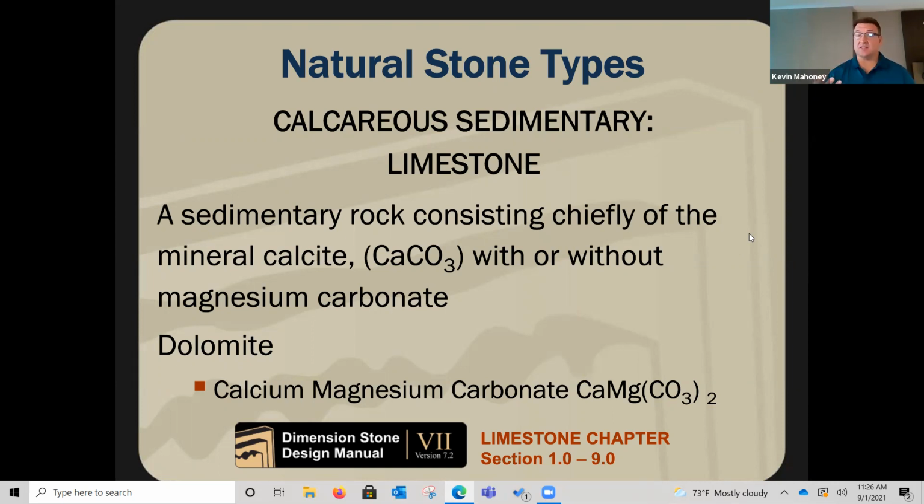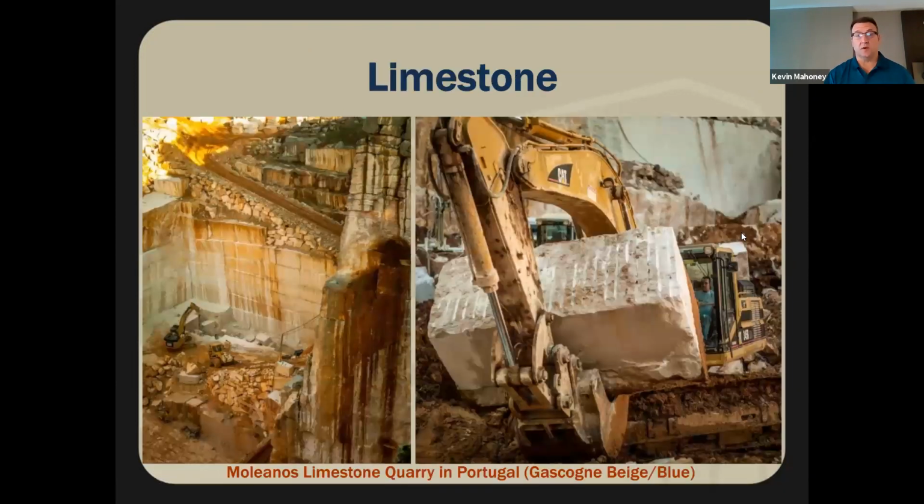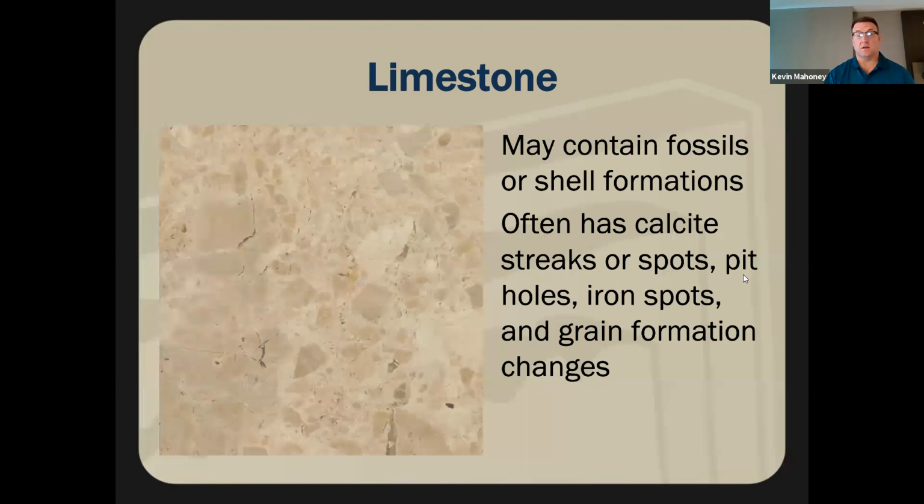Because it's calcareous, limestone is not as durable in a lot of applications, but it's so readily available and so beautiful and it does perform well outside. This happens to be a limestone quarry. This one is in Portugal. You can look at the size of that block that's harvested. Limestone contains a lot of fossils, shells. It's got calcite streaks or spots, pit holes. It can have iron in it.